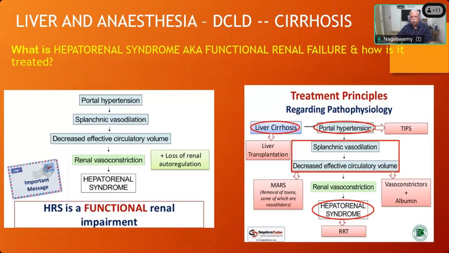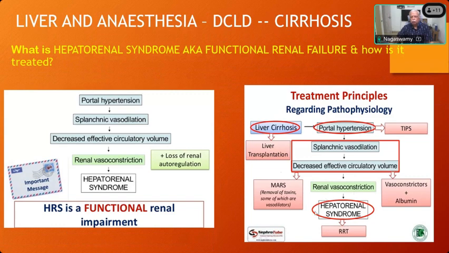You can try to control portal hypertension. For that, you can try TIPS in the early stages. Then we try to do liver transplantation as early as possible. The presence of hepatorenal syndrome is an important indication for early liver transplantation. And that is how the ultimate treatment success of this condition is achieved.